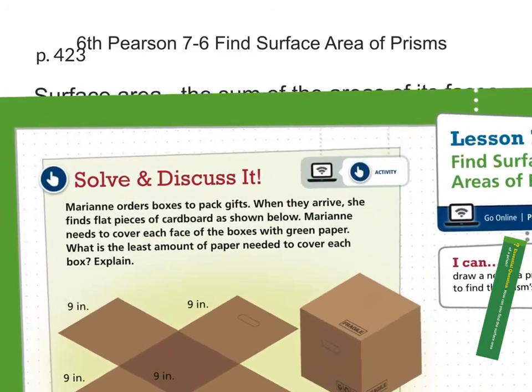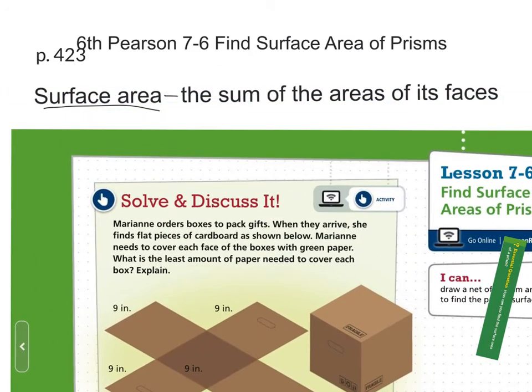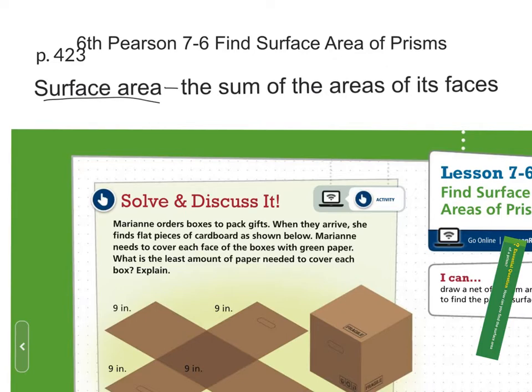If you look at this on the first page, we're not going to go through this whole example, but it says that there's boxes to pack gifts. So they need to cover each of the boxes with green paper. What's the least amount of paper needed to cover each box? So the least amount of paper to cover the box would be finding the surface area.